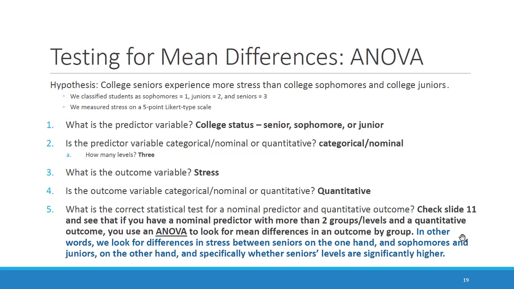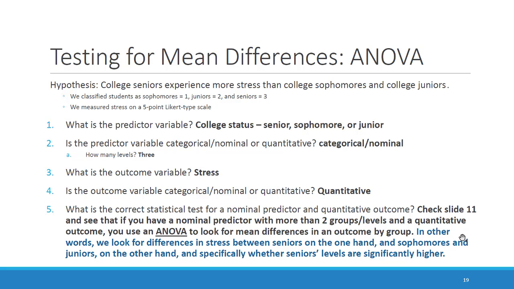What is our predictor variable? Well, that's college status, and we have senior, sophomore, or junior. Is it categorical or quantitative? Well, it's categorical or nominal. And how many levels do we have? In this case, we have 3, right?